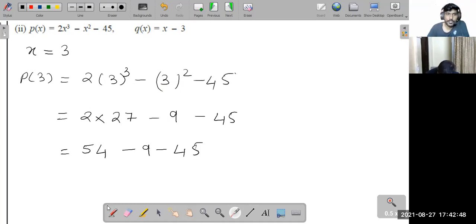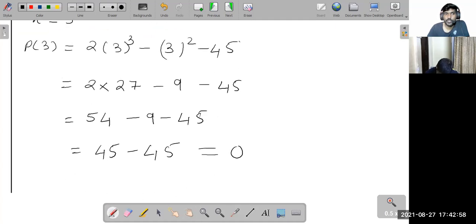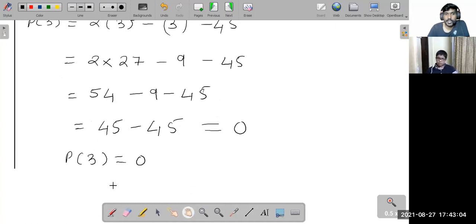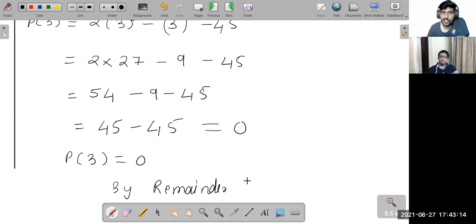Okay, and then 54 minus 9 is 45, and this minus 45 is as it is. 45 minus 45 is 0. So you're getting the value of the polynomial as 0. So by remainder theorem, what can you say? It's a factor of p(x). No, that is by factor theorem.